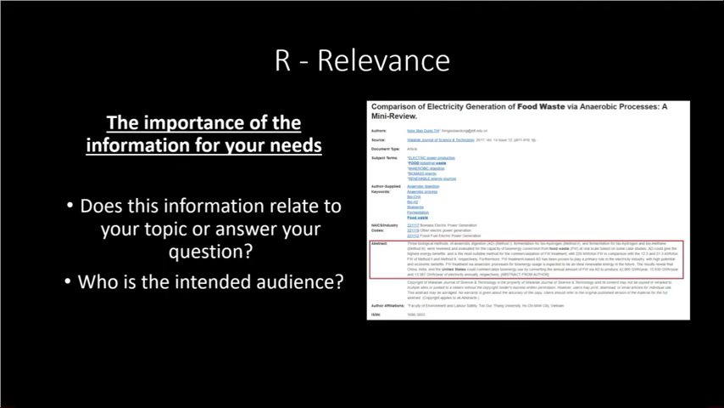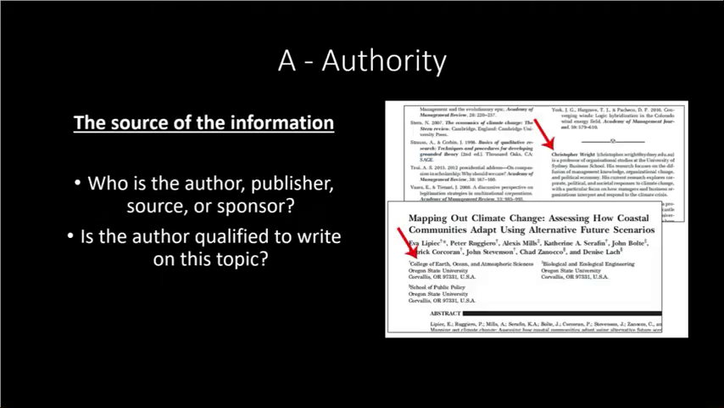Next, we want to look at R, relevance. Is this information relevant to my paper? We want to examine both the topic of the source and the intended audience of the publication. Is this source introductory background information, or is this a high-level scholarly source intended generally only for other high-level scholars in the field to read? You can determine this by skimming the article, or often reading the abstract of the paper will give you a good idea if the source is relevant to your research.